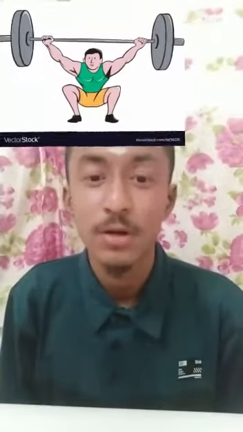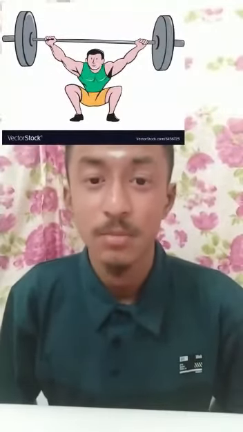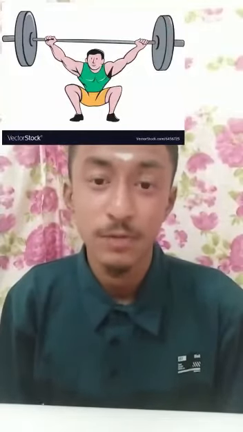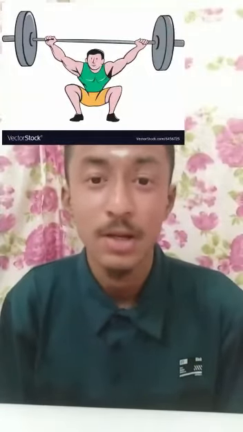For example of work, a weightlifter lifts a barbell above her head. There is a force applied to the barbell and the force causes a displacement of the barbell.